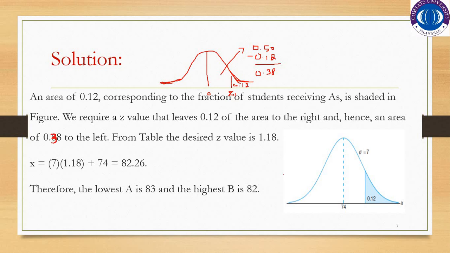So what we will do, we will go to the area table and we will see which value of the random variable Z corresponds to the area 0.38. As you know that now this area is 0.38.